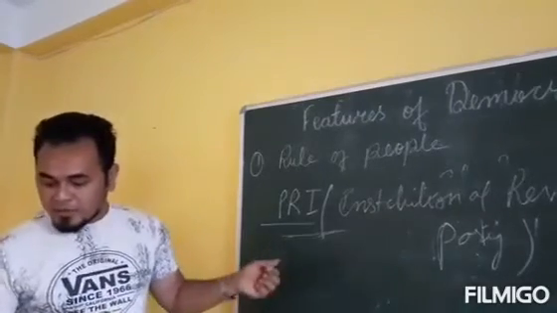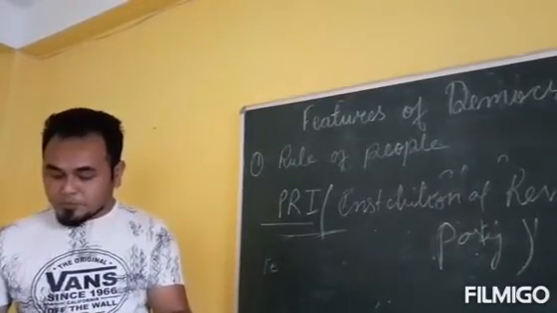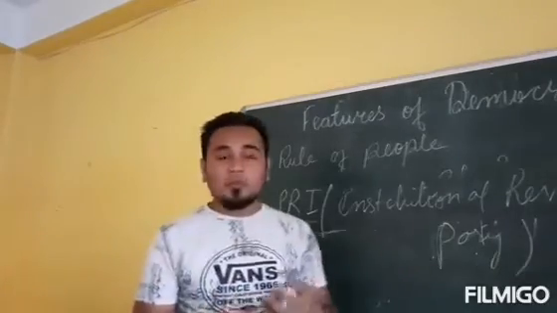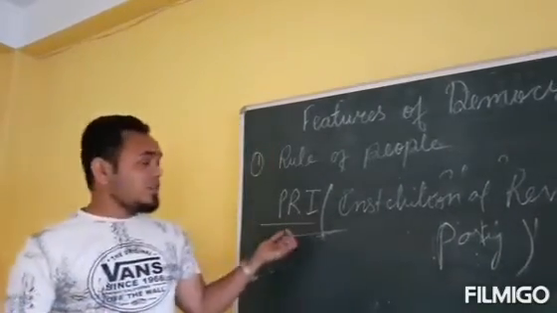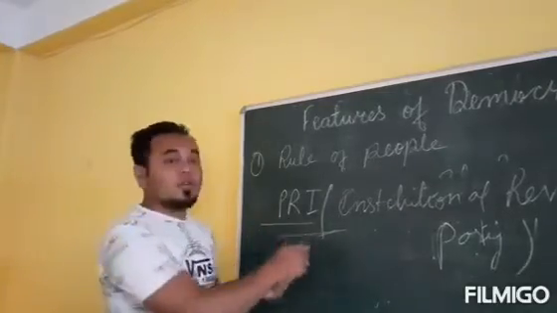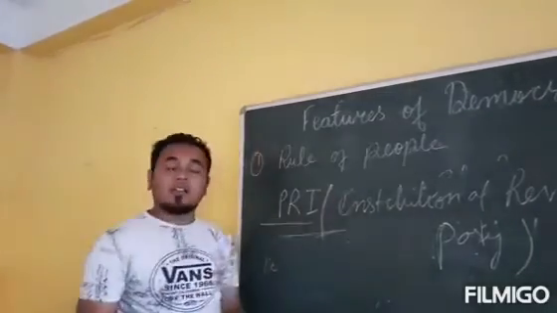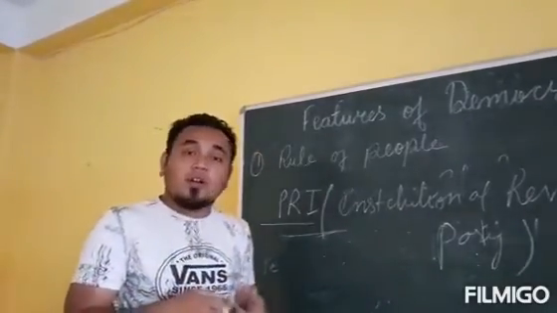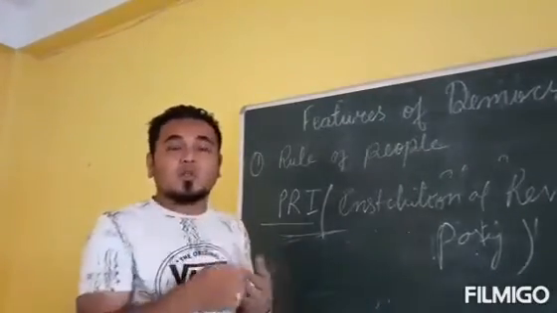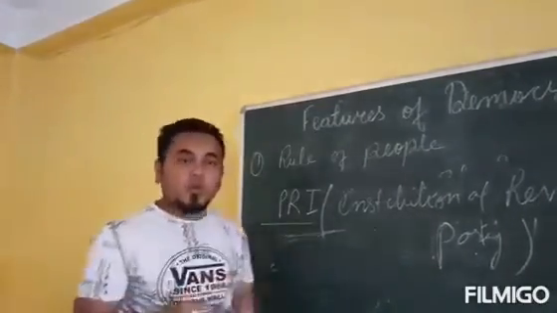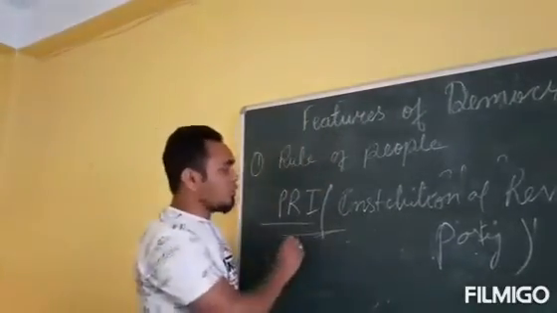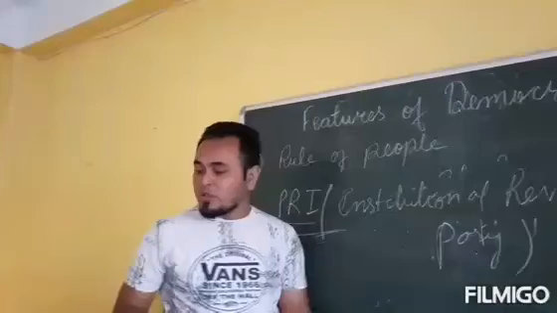Understand? And number three is media. The media was totally under this party. The media used to show only the good things about the PRI, and they were not allowed to show the bad things about the PRI. They used to show the bad things about the opposition party.